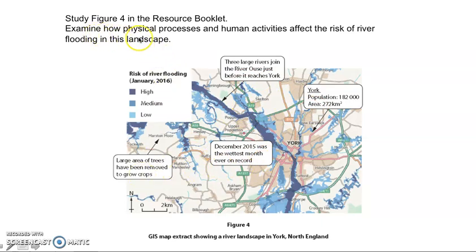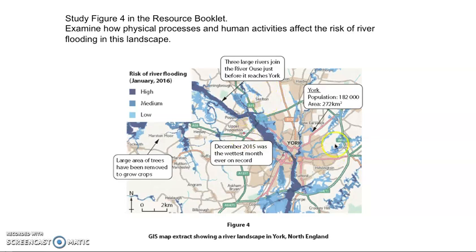We've got to examine how physical processes and human activities. So we're looking at 2 different parts to this. What are the physical processes that can affect flooding here? What are the human activities that can affect flooding here? Well, one of the physical factors may be heavy rainfall. When you get heavy rainfall, it's going to lead to increased surface runoff, more water in rivers, leading to floods.